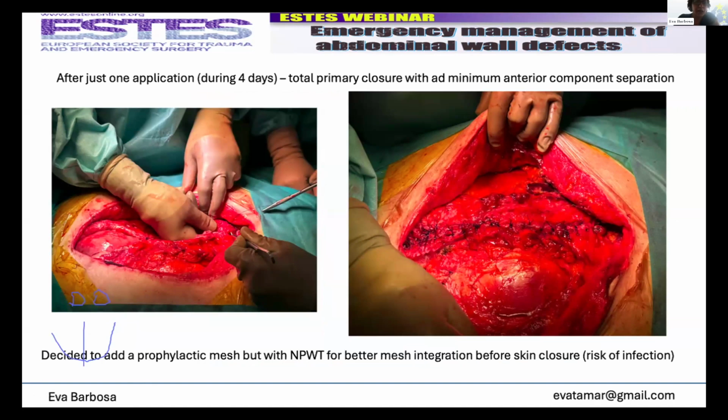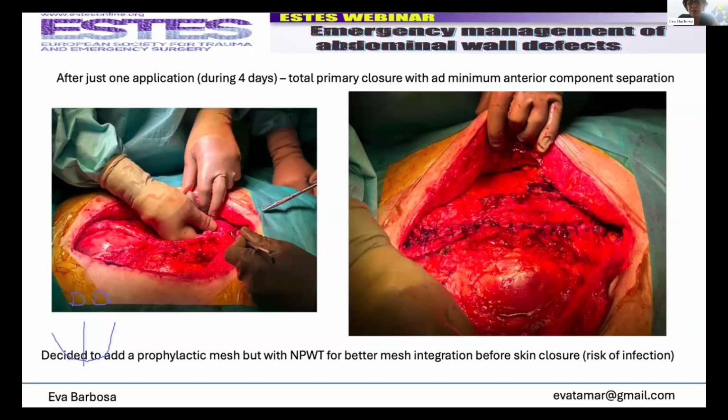After just one application during 4 days, total primary closure with just minimum anterior component separation was achieved. And so in 4 days, we could close this open abdomen in a timely manner so that she did not have such a bad outcome, as she had so many comorbidities.